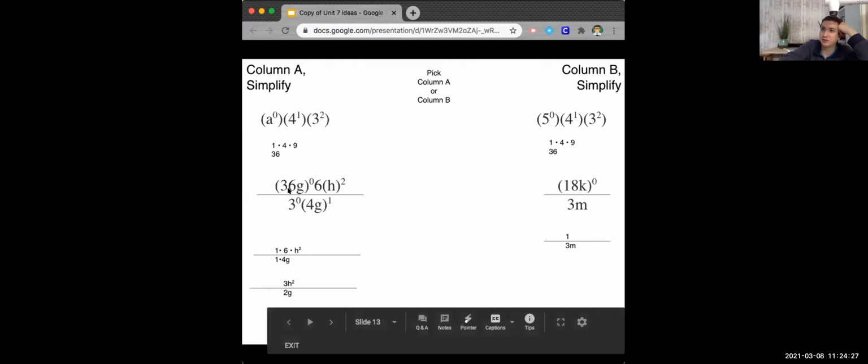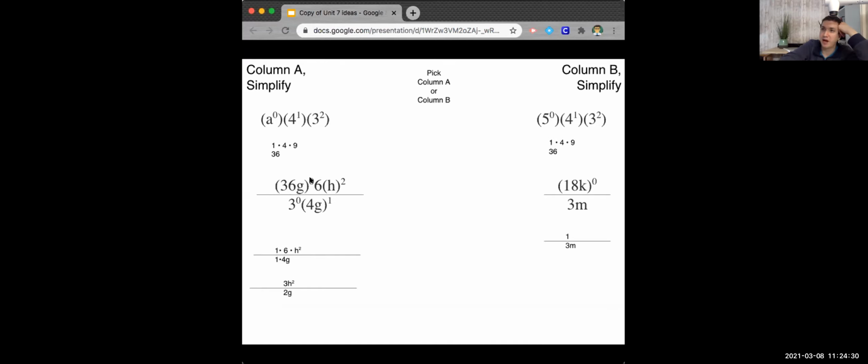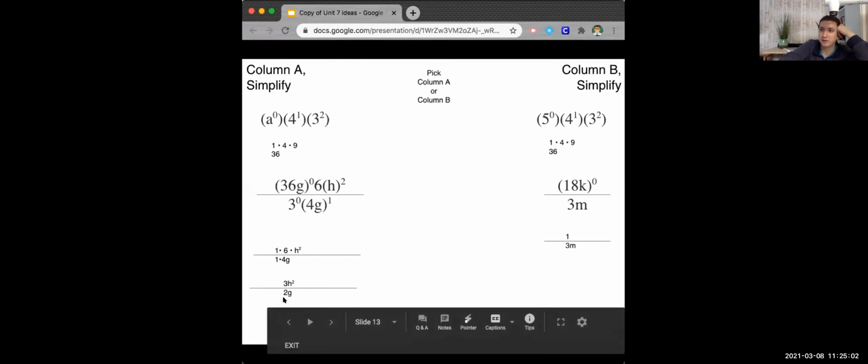The base is 36g, but it's to the power of 0. That means that whole thing just becomes 1. So the g is actually gone on the top, and the 36 is gone. The 6 doesn't have an exponent. The h does, though, so we get h to the power of 2. And so on the top, we end up with 6 times h squared, and on the bottom, we have 4 times g. But then we have to simplify because 6 over 4, that's just a fraction, that's 3 over 2. So 3h squared on the top and 2g on the bottom.